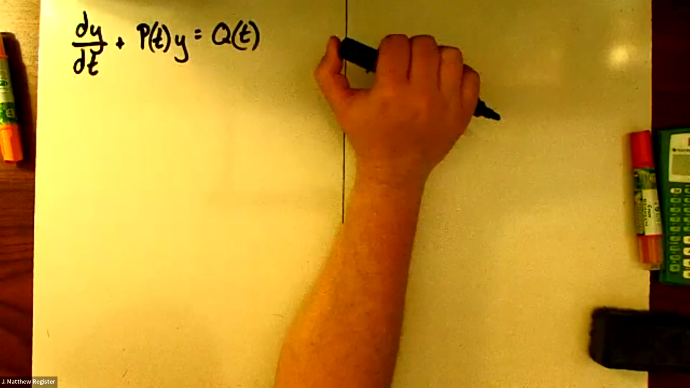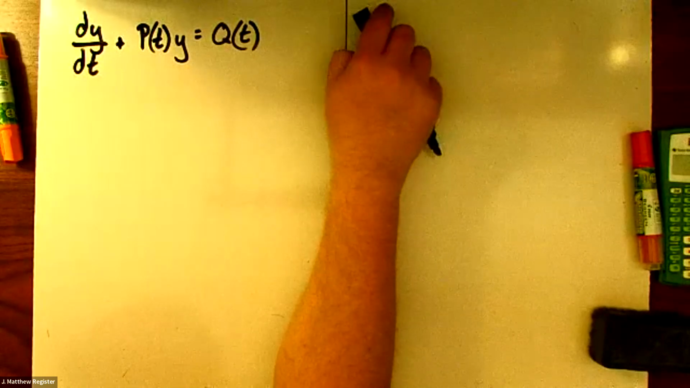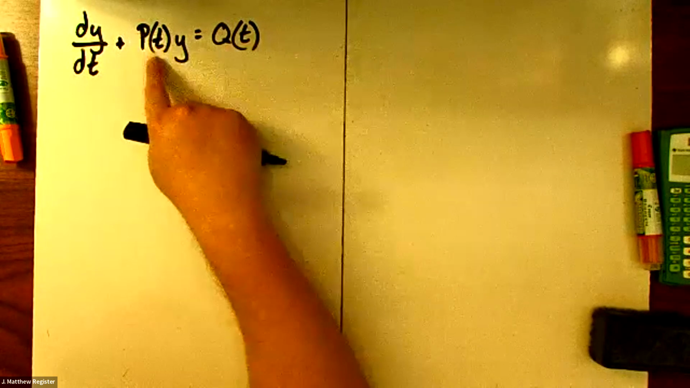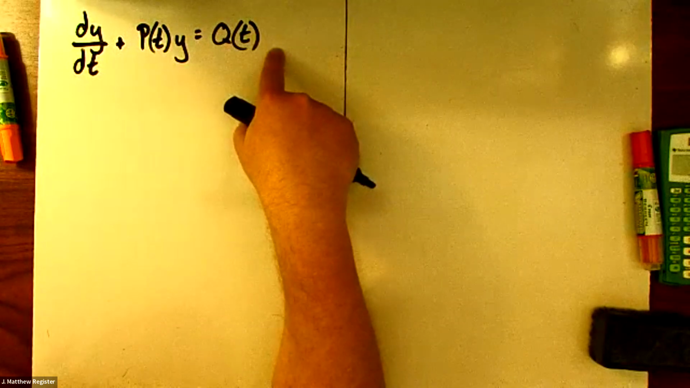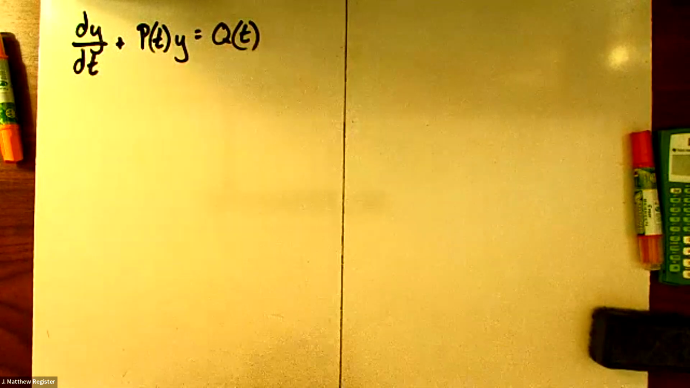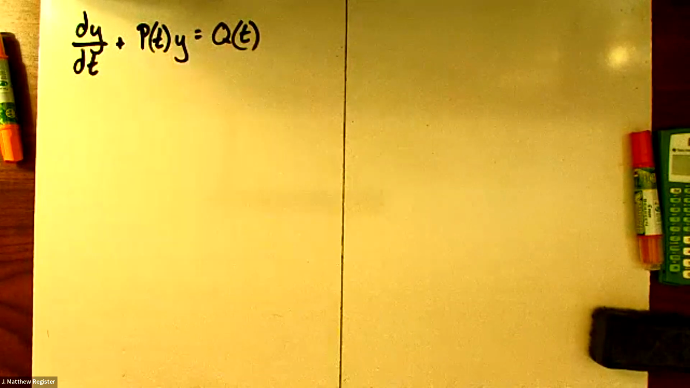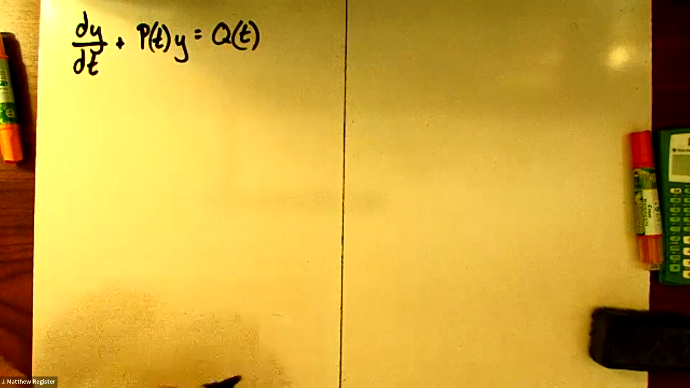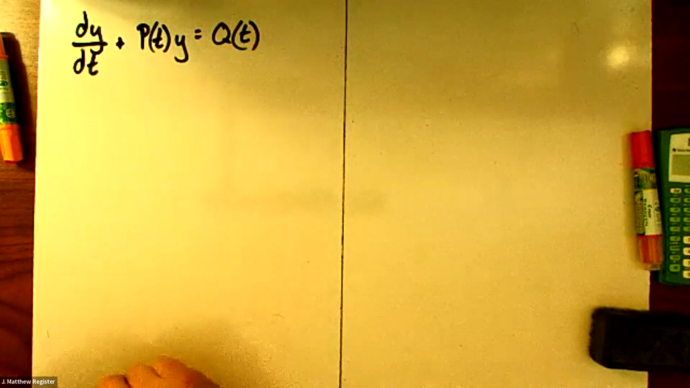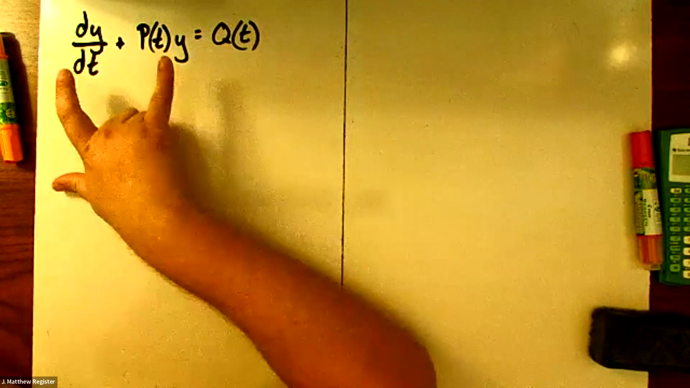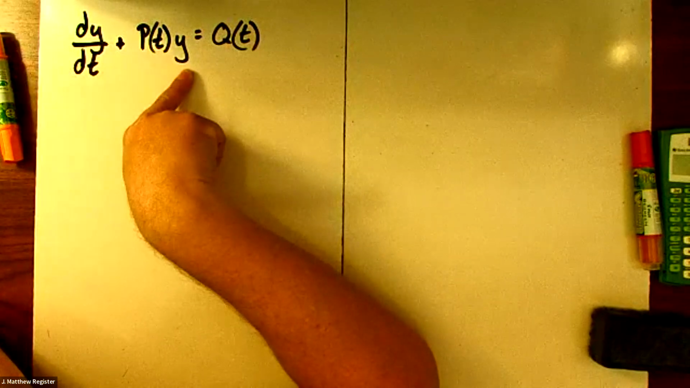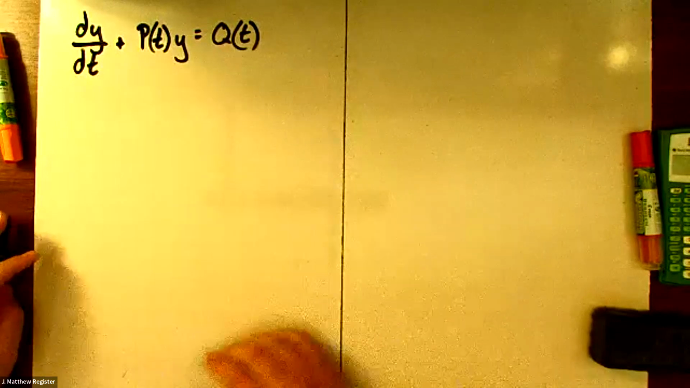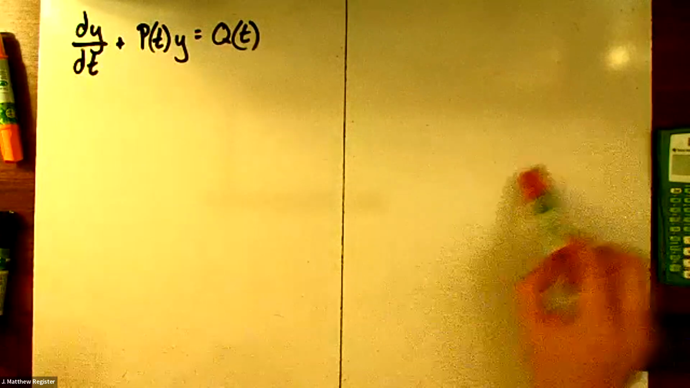And to solve this, well, it's not separable. If we were to move the p of t y over to the right side, it's very unlikely that we would be able to solve it unless p of t and q of t are very nice functions. Instead, we want to think about structures we've seen which involve a derivative and a function. The main structure that comes to mind is the product rule.